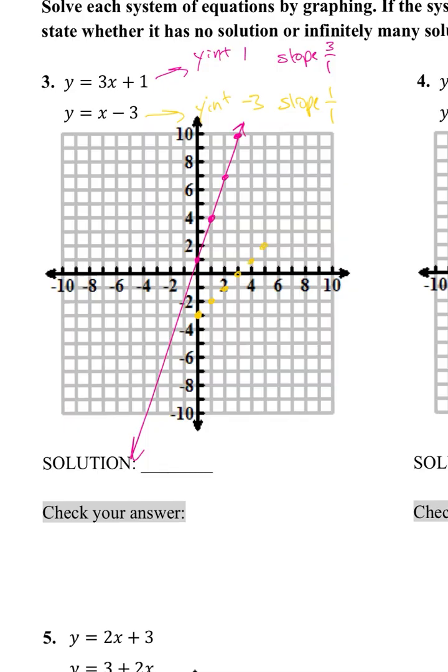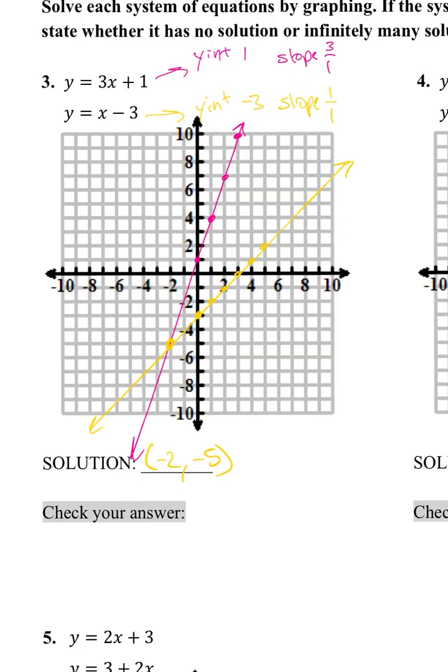Okay, and let's go ahead and see where these two lines intersect. So there's our other line, and it looks like it intersects right here. It looks like it intersects at -2 and -5. Let's go ahead and check that solution.